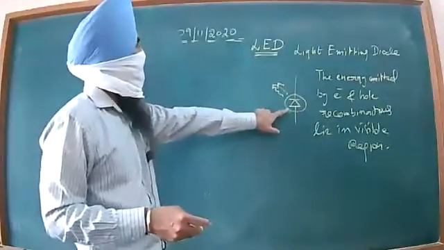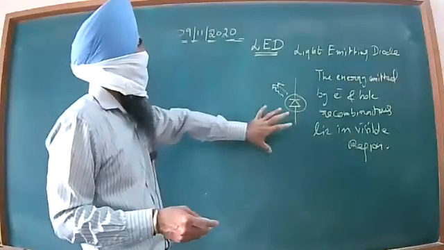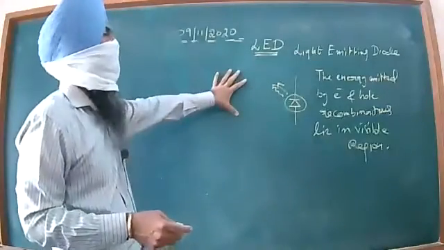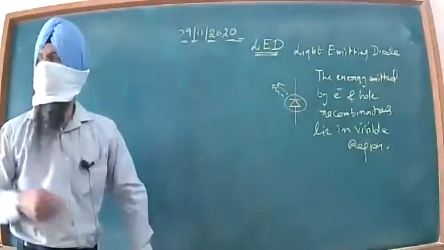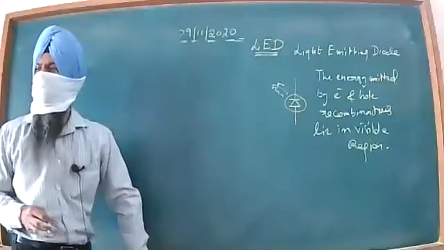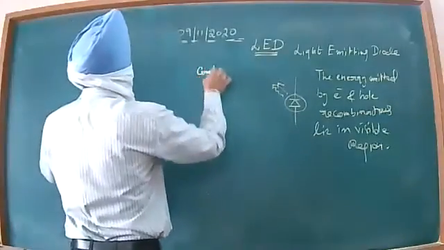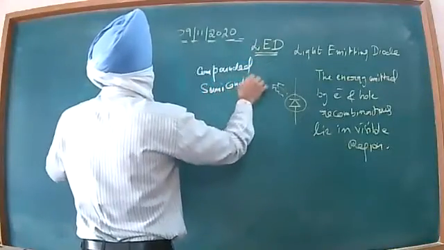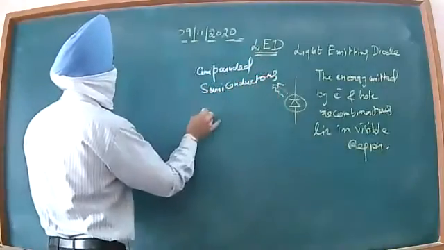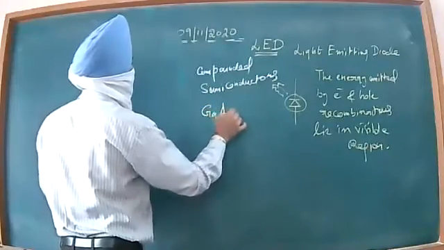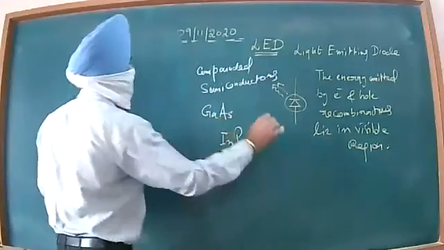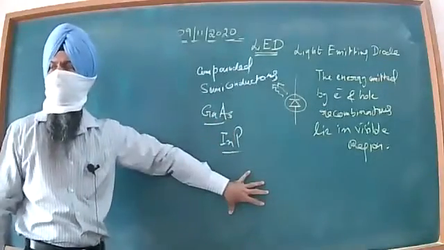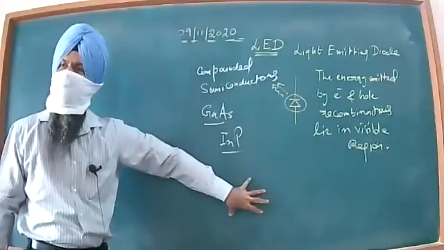Now, this also has a detailed difference in terms of construction. When we talk about a light emitting diode, it is made up of compounded semiconductors. It is not made up of single semiconductors. Compounded semiconductors means just like gallium arsenide, indium phosphide, etc. We have more than one semiconductor involved in the formation of the P-type as well as the N-type semiconductor crystal.